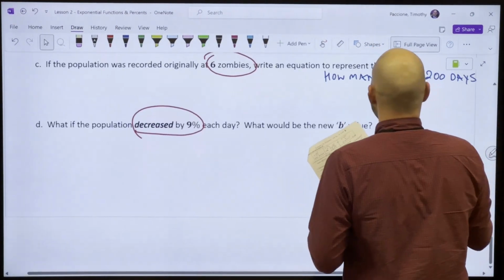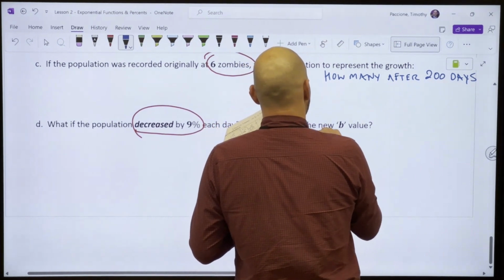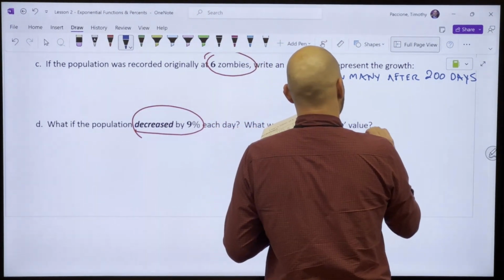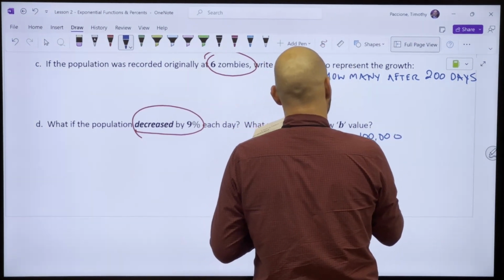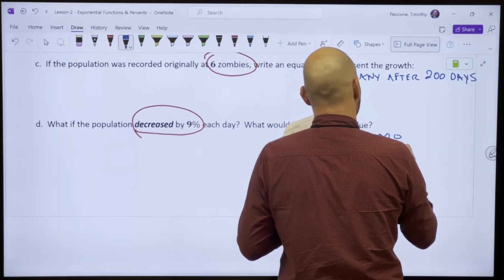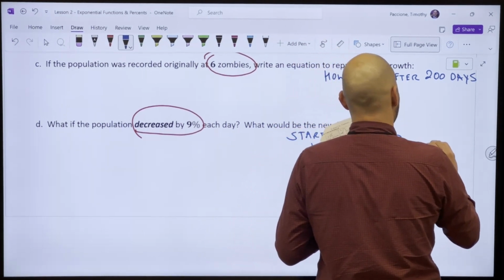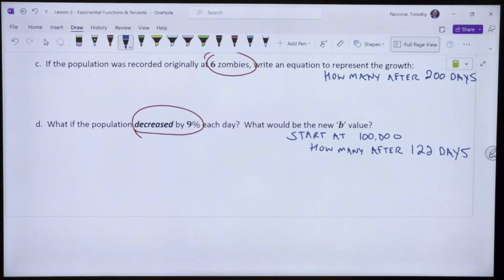And for D, I'm going to say start at 100,000, and how many after 122 days? Okay? A little extra for you to do there. Okay. Let me hand out your homework while you work.